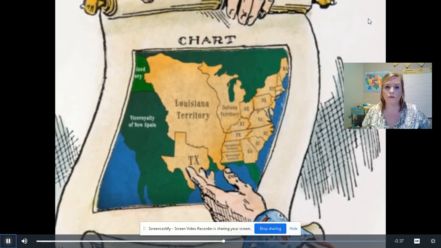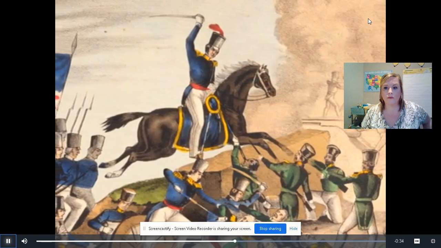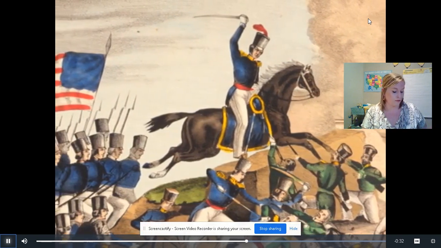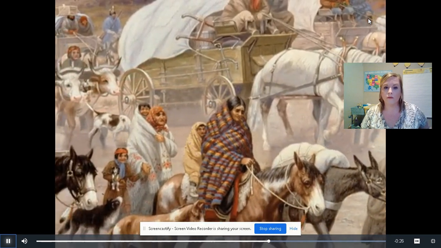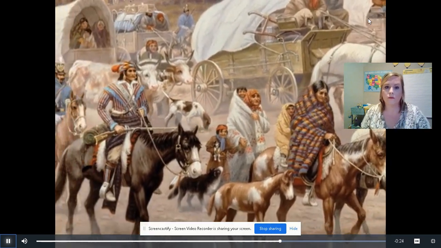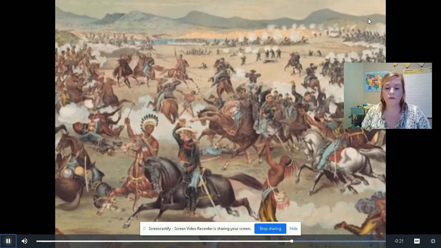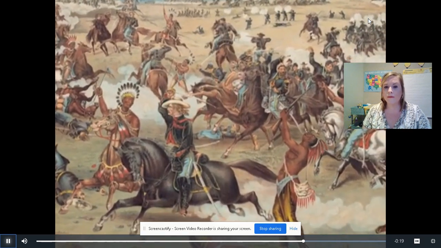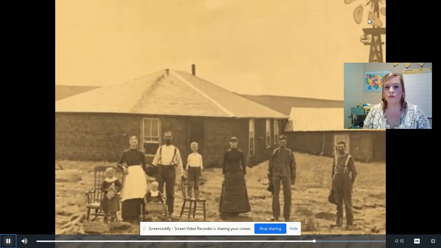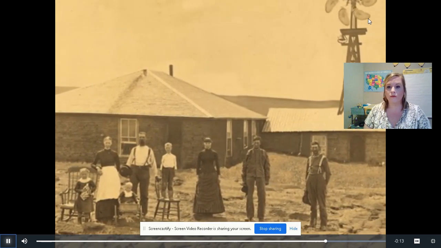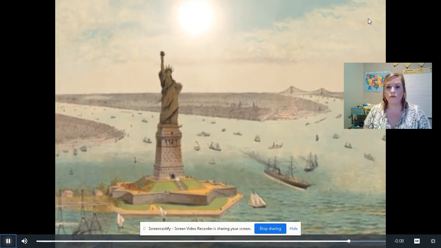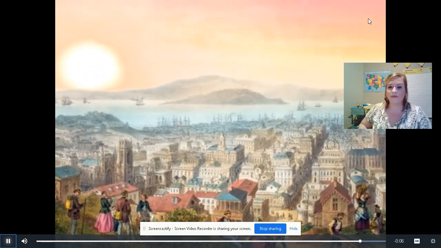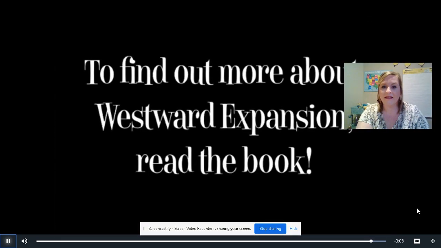Texas joined the Union in 1845, and war with Mexico brought California and most of the Southwest under the U.S. flag in 1848. As people moved into the new territories, Native Americans were pushed from their lands. They resisted, but they could not stop the flood of settlers. In 1890, the U.S. government declared the West was settled. The United States had grown into one of the world's largest nations, stretching from sea to shining sea. To find out more about westward expansion, read the book.